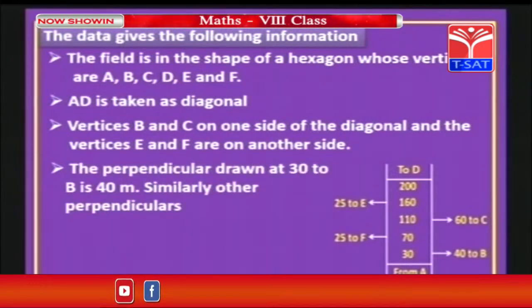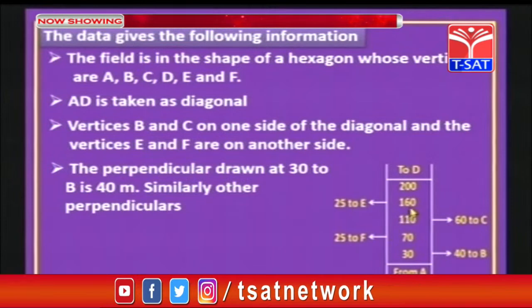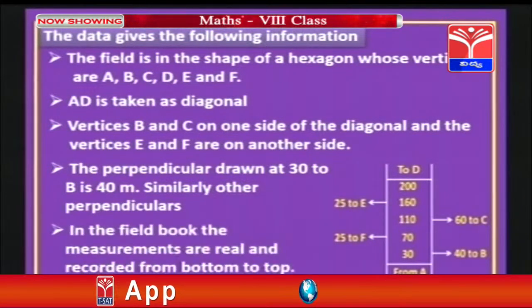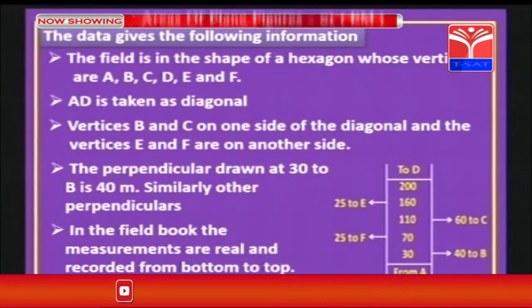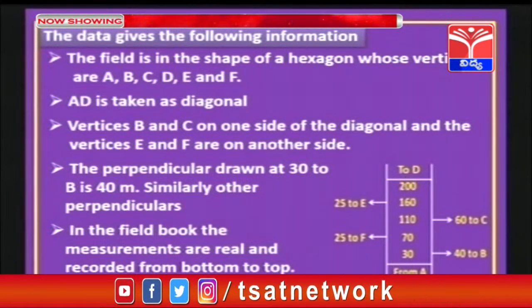And if you notice, these are all the perpendiculars drawn from specific distances, like from 30, 70, 110, 160, and so on. Okay, children. Then the last one, in the field book, the measurements are recorded from bottom to top. So always they are recorded from bottom to top, children. Now let us find out the area of this field, children.